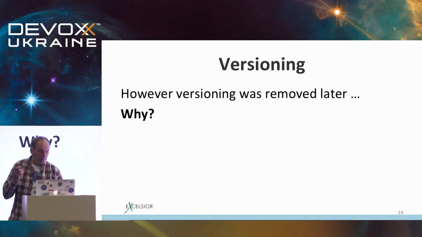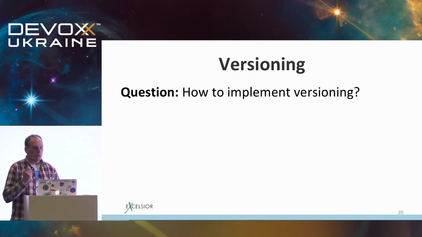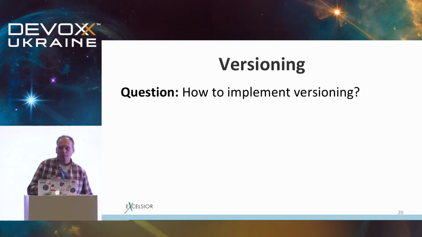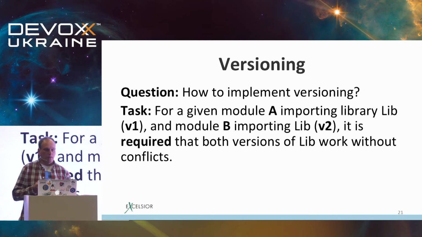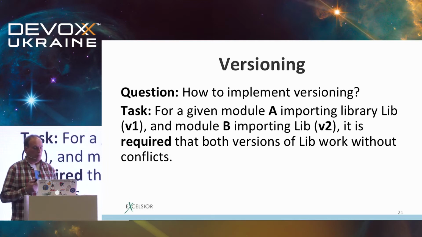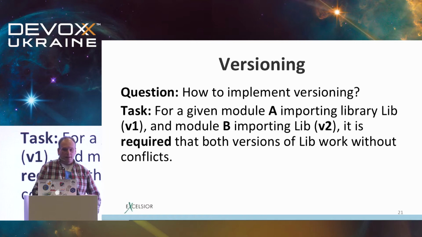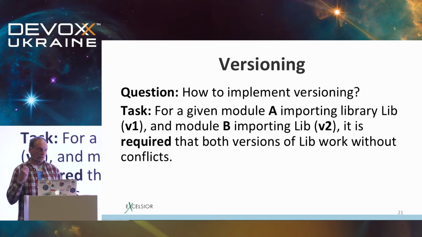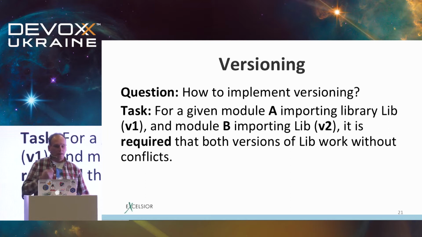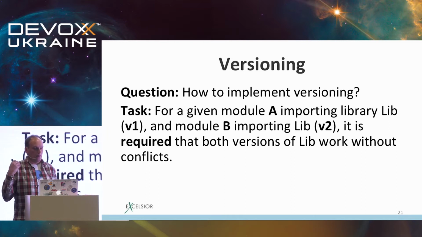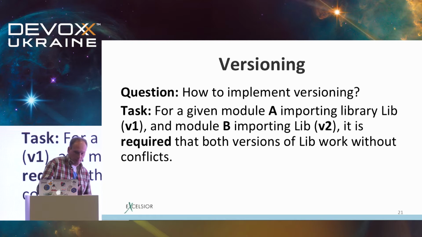You may ask why. So let's discuss it. First, let's think how to implement versioning. So we have a problem. For a given module A, importing library lib of version v1, and module B, importing library lib but of version v2, it is required that both versions of lib work without conflicts.